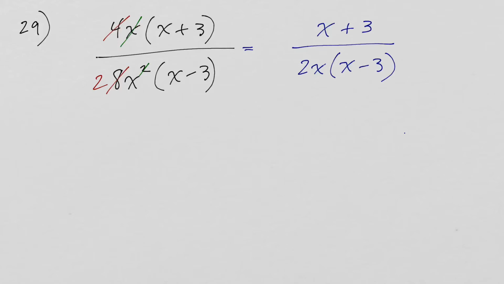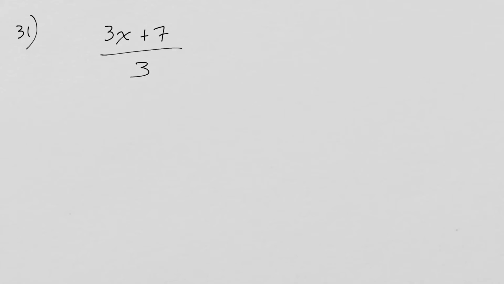Notice these x's cannot cancel because this is a factor and this is part of a term. You cannot cancel, you have to cancel an entire factor. So this is the final answer. Okay, this problem is already in lowest terms. These 3's cannot cancel because that's a factor all by itself, but this is part of a term. So those cannot be canceled. You can only cancel complete factors.